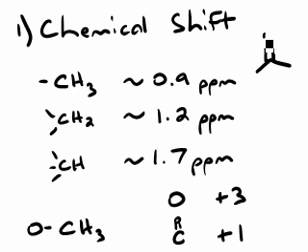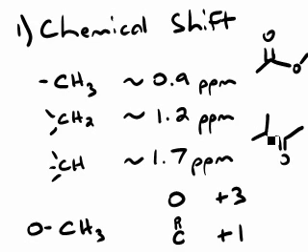Let's look at this example right here. This carbon atom is a CH3 group, 0.9, next to a carbonyl, plus 1. 0.9 plus 1, we expect this to have a chemical shift of 1.9. Here we have a CH3 group next to an oxygen. CH3 is 0.9. Next to oxygen is plus 3. That's 3.9.